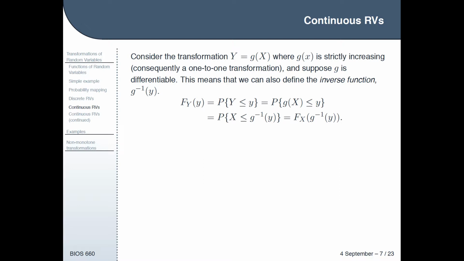So then, to calculate the cumulative distribution function for y, you just take the cumulative distribution function for x and plug in the inverse of whatever your transformation function is.